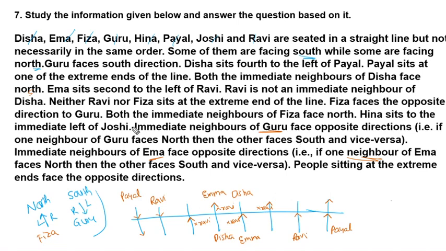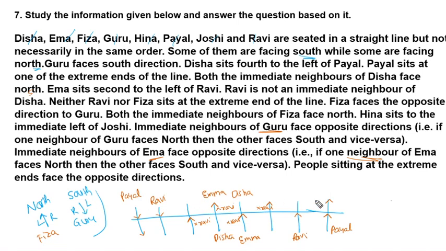Let's see. Hina sits immediate left of Joshi. Immediate left of Joshi, Hina. Fine, you can put Joshi, Hina. Okay, no chance. Why? Because I need two consecutive places, and there is only one place left.